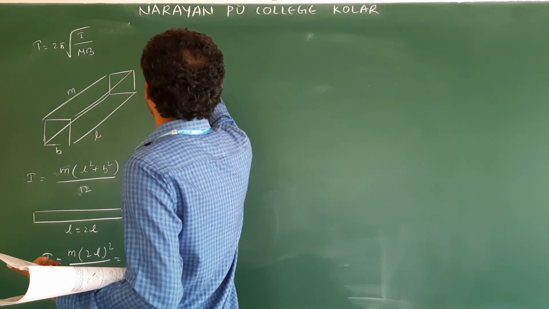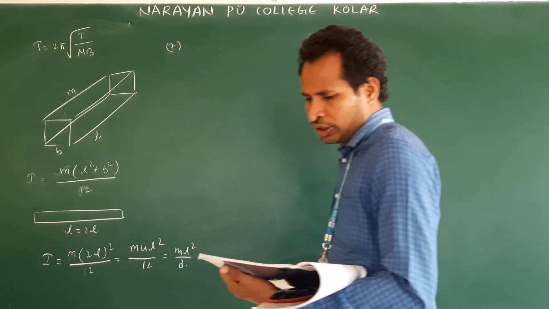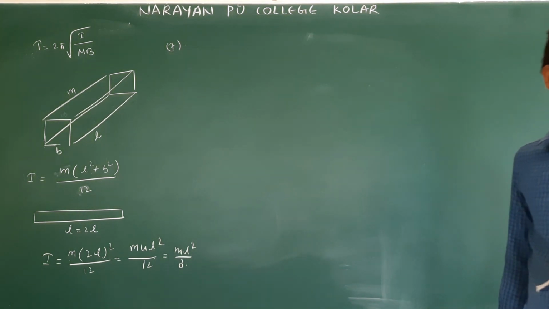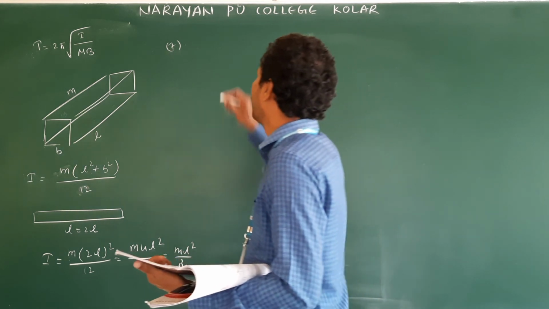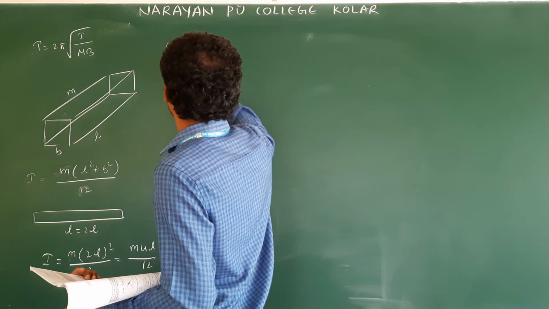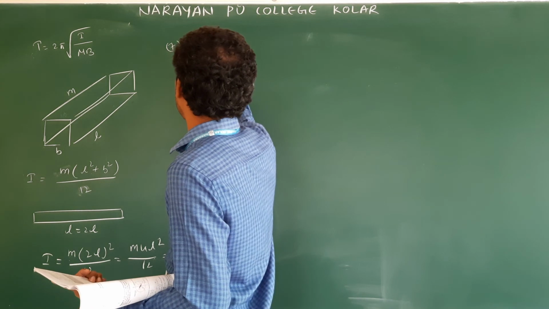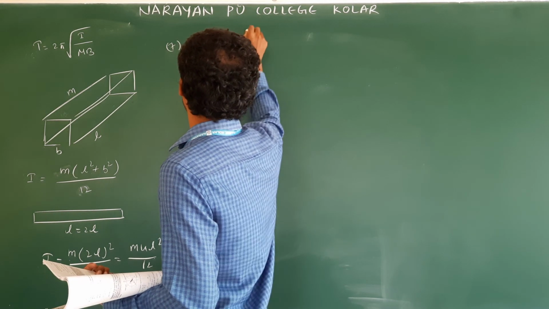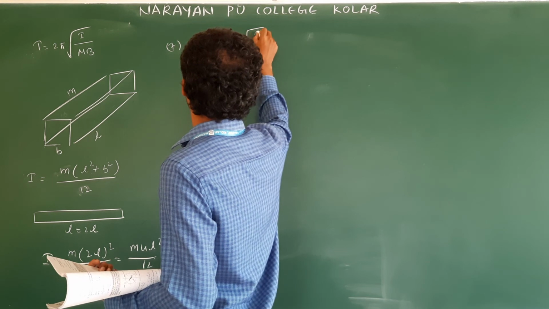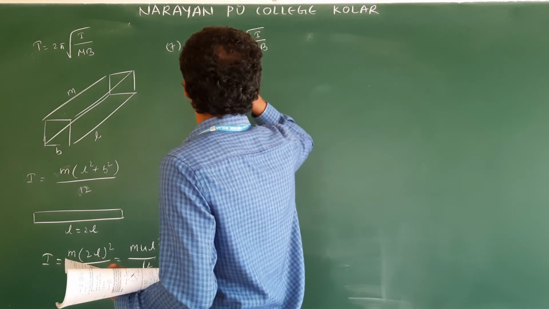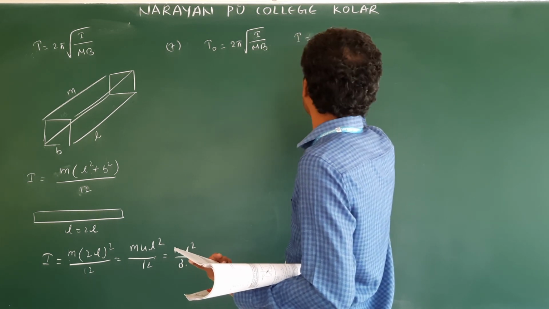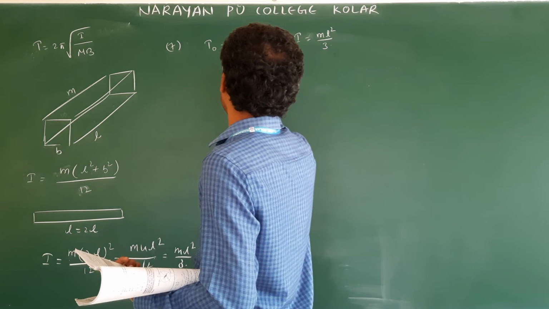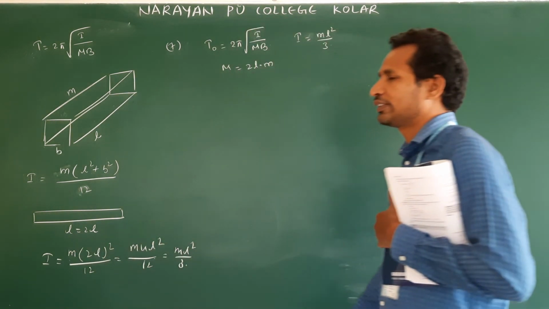Example 7 is a very important model question. A thin rectangular magnet suspended freely has a period of oscillation T naught. What will be the period of oscillation if the magnet is broken into two halves? Before the cut, the time period is given as T naught equal to 2 pi into under root of I by mB. I is equal to m L square by 3. The magnetic moment M is equal to 2L into m.